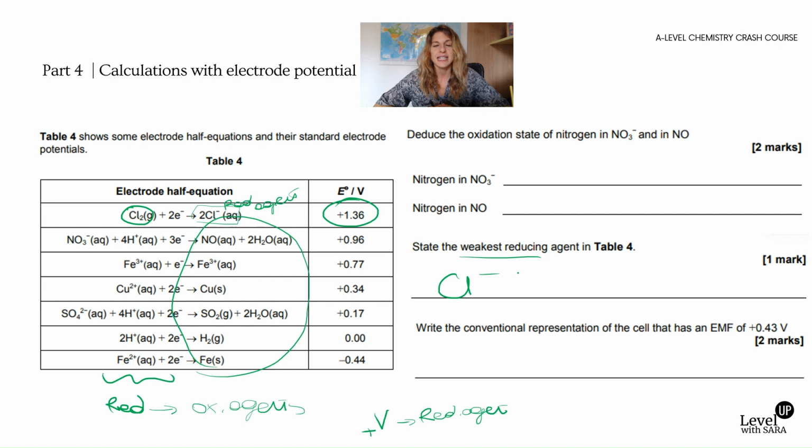So I hope that made sense. The tip is the most positive is the strongest oxidizing agent, which will contain the weakest reducing agent. Okay, let's go to the next part.